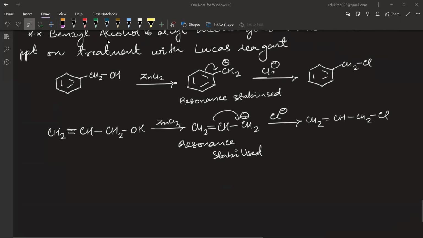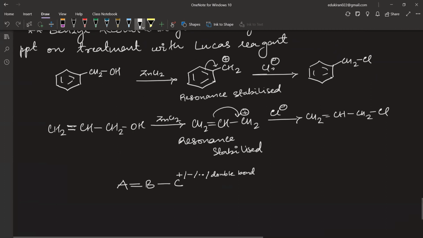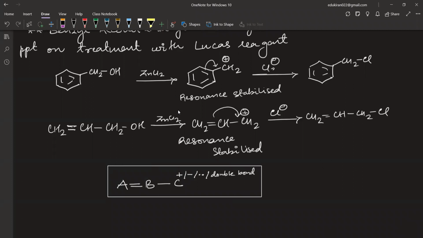See, for resonance, you have to search for this: A double bond B, single bond C, and this C can have a positive charge, negative charge, lone pair, or double bond. Can all of you remember this? Yes or no? Please tell me. Yes, sir.